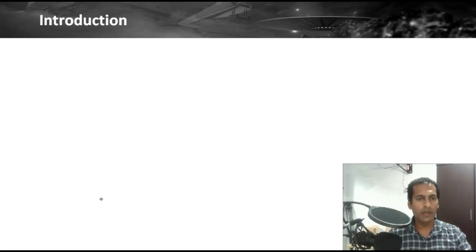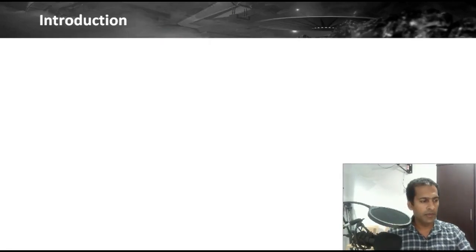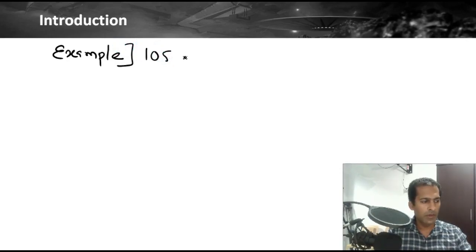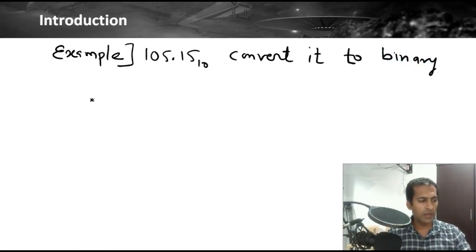Now let us consider another example where we keep both the integer and fraction parts. The number given is 105.15 base 10. We have to convert it to binary.